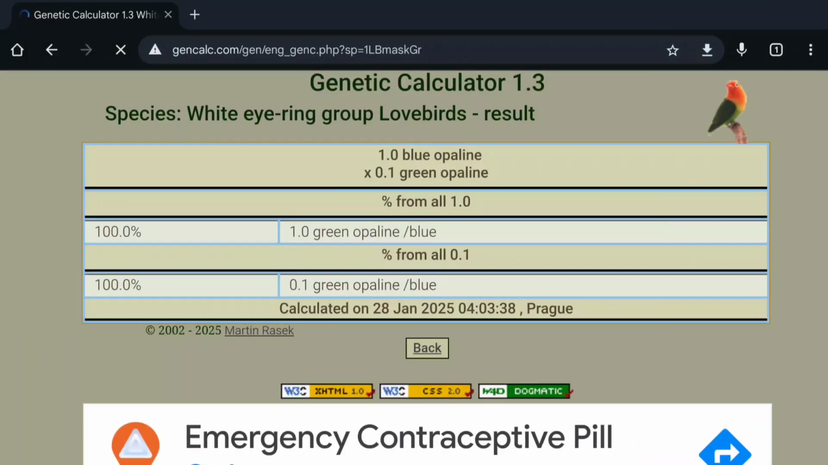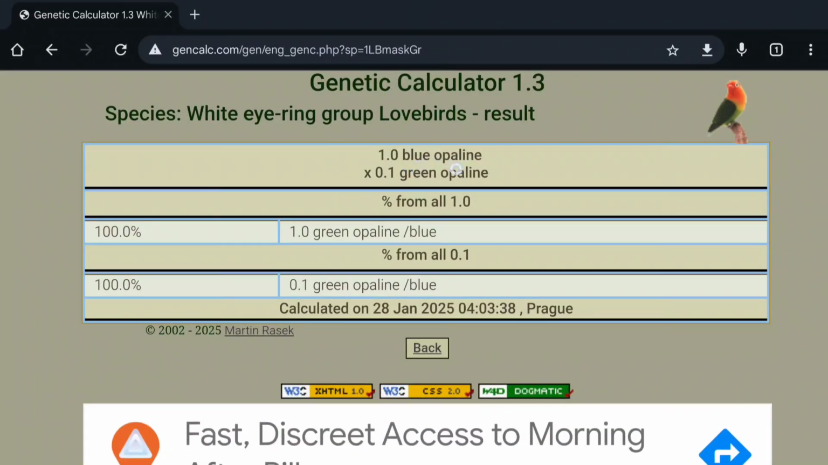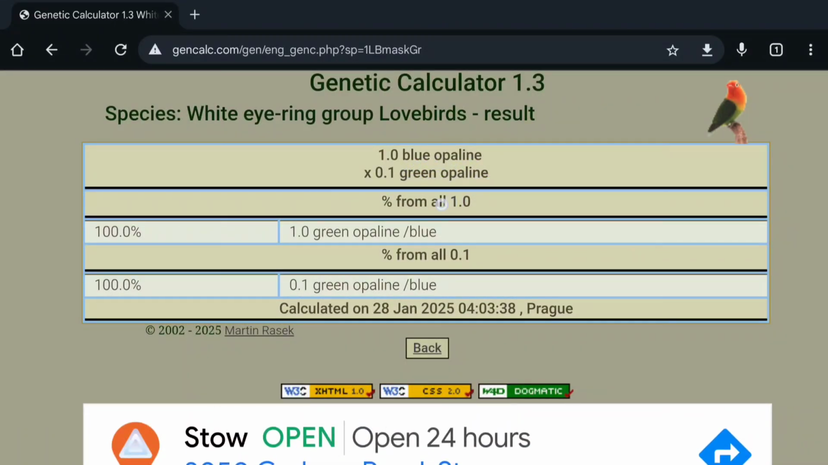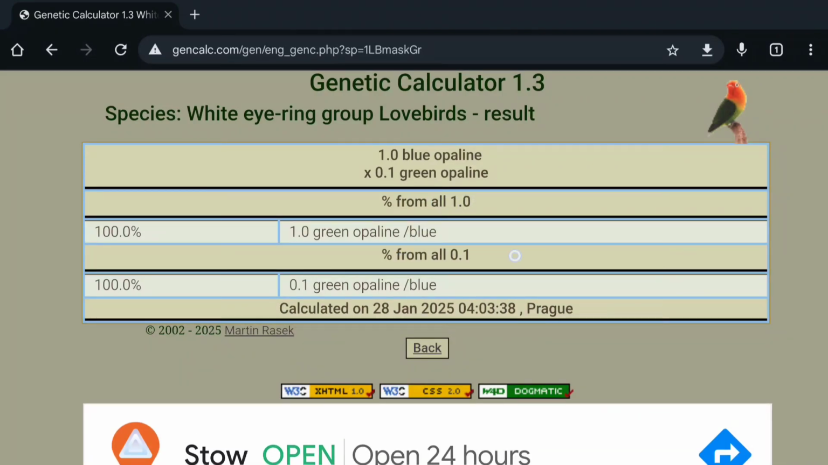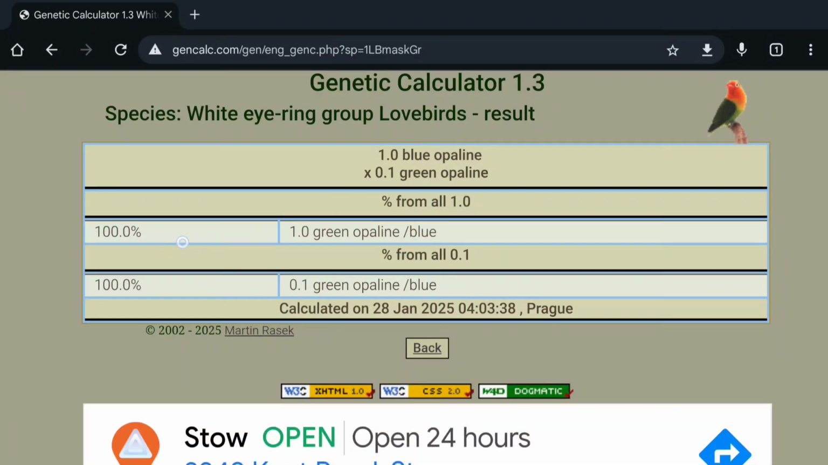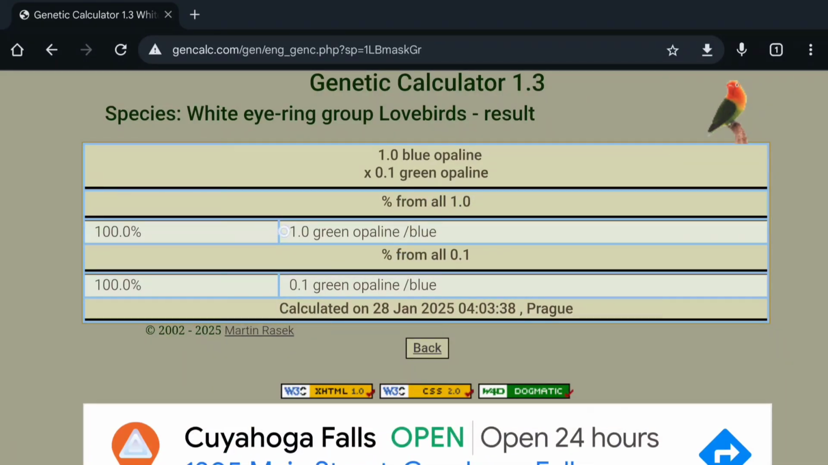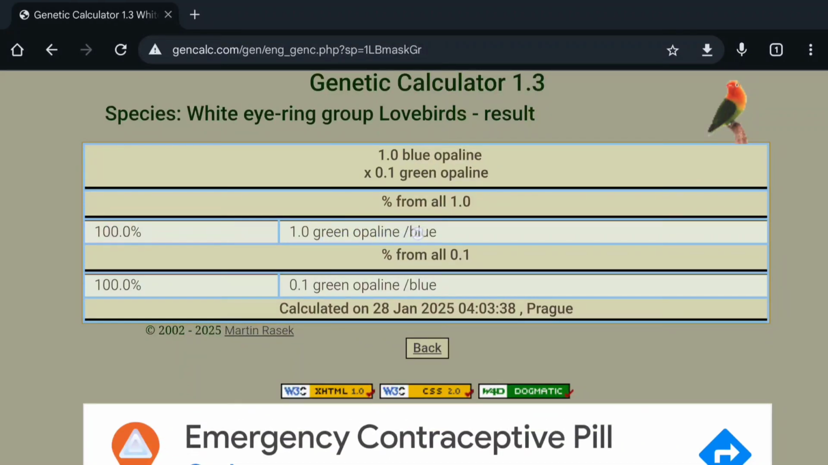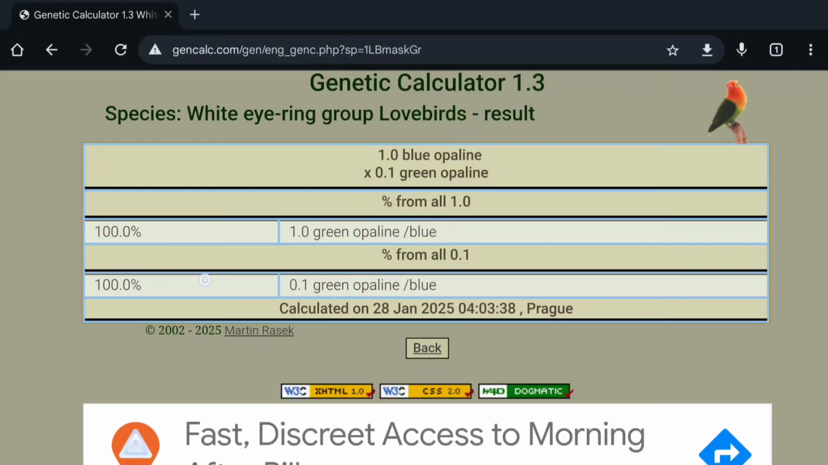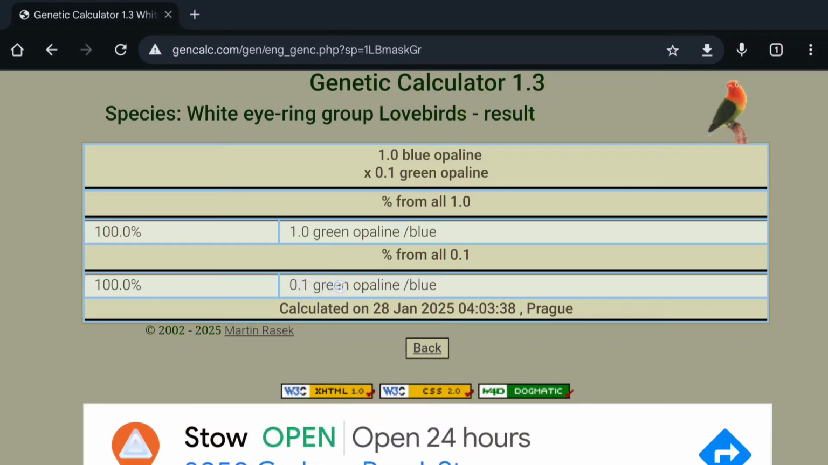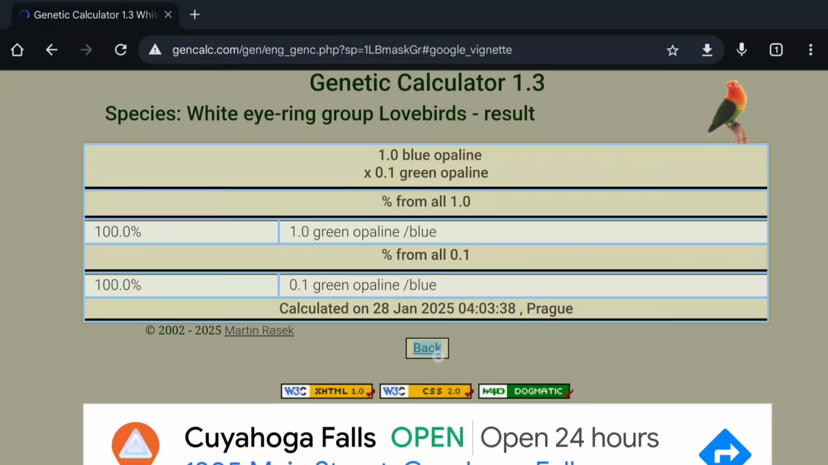Now you see our male was blue opaline and our female was green opaline. Male babies, female babies, and as you can see all the male babies are going to be green opaline, but they will be carrying the gene for the blue mutation. And again all the females are going to be green opaline, but they are going to be carriers for the blue mutation.